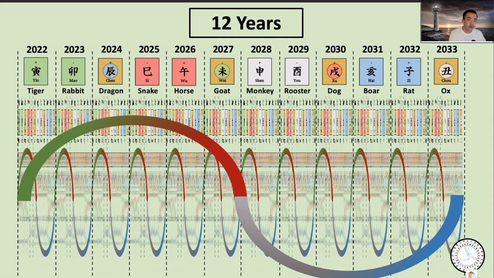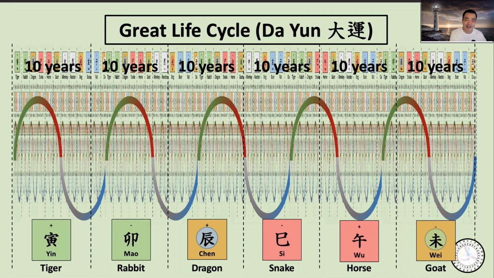Yeah, so these are 12 years. So 6 years should be my side, 6 years should be not my side. So 6 years are good, 6 years are bad. Everybody has that aspect. And then in those 6 years, there are also yin and yang aspects. Okay? So let's go to the bigger cycle.